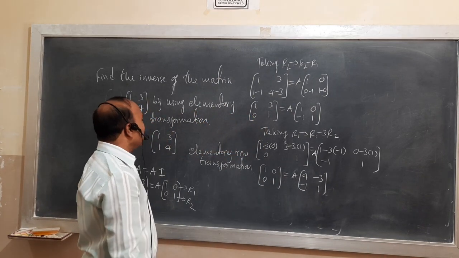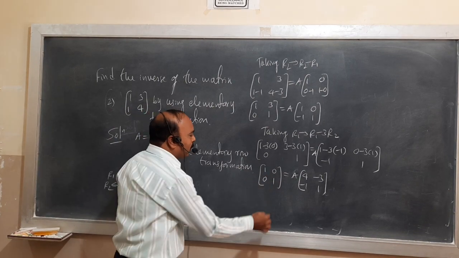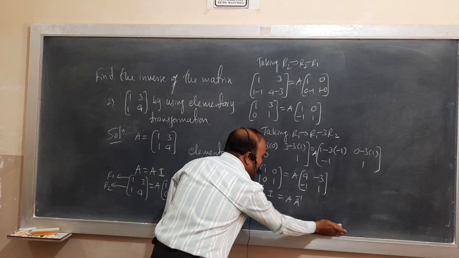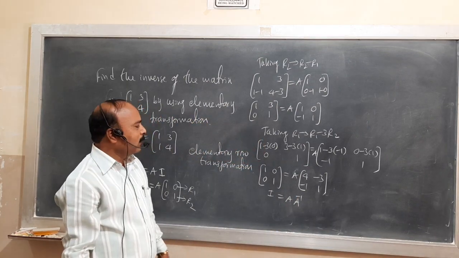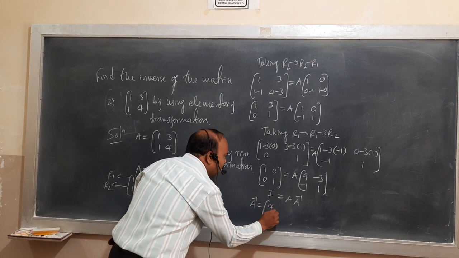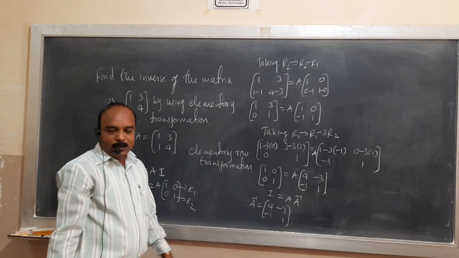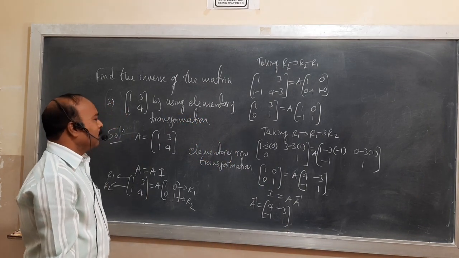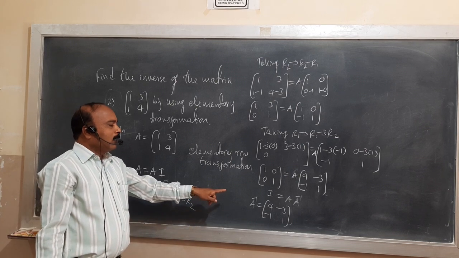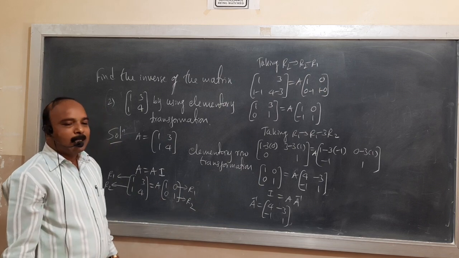Now we observe that on the left-hand side we get the identity matrix. It is in the form of I equal to A into A inverse. In place of A inverse, we are observing that A inverse equals 4, minus 3, minus 1, 1. Now it is the inverse of the given matrix. If you want to verify, you multiply A with A inverse. If your answer is I, then it is verified.